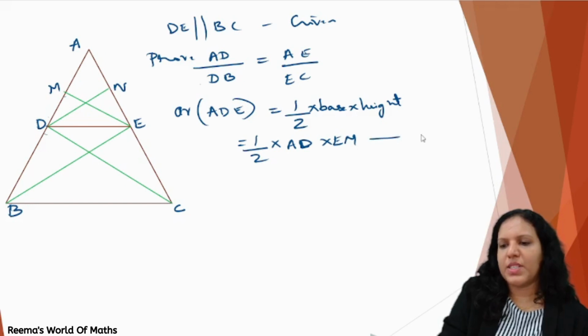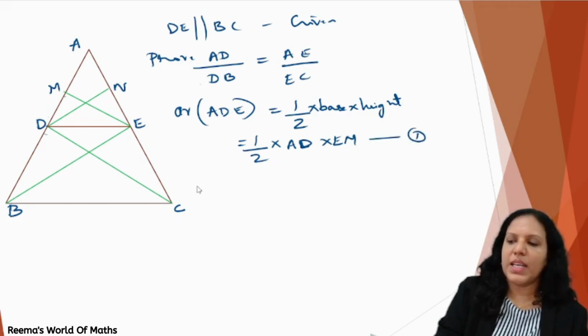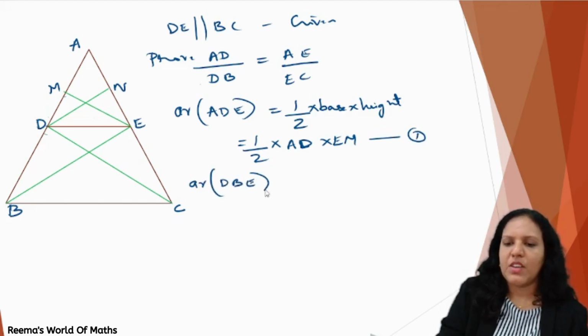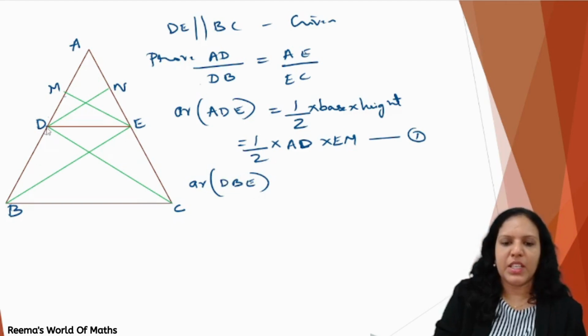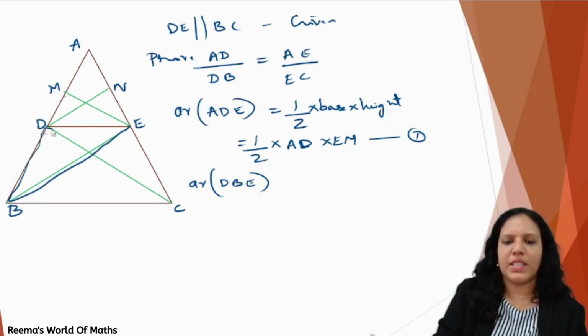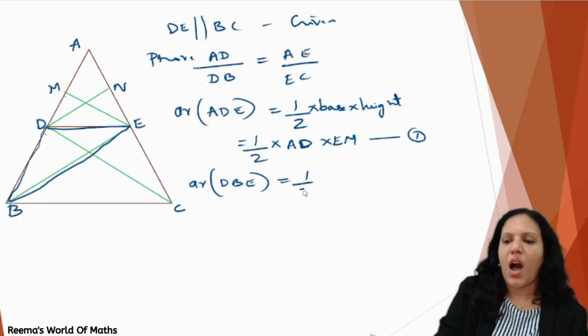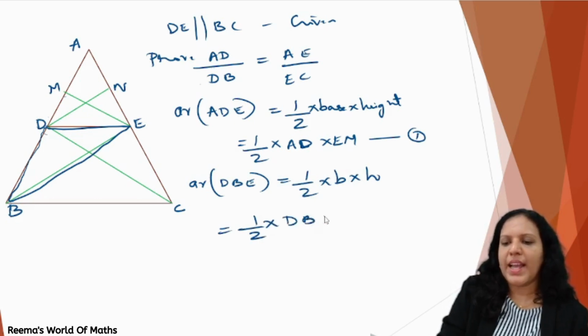So this is our first equation. Similarly, let's see the area for triangle DBE, which is a triangle D, B and E. Let's see that area for triangle DBE, which is also equal to half into base into height, correct? Which is half into DB. The base is DB and height will be height equals to EM.